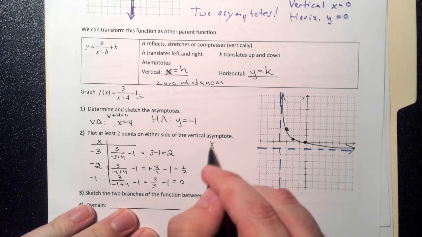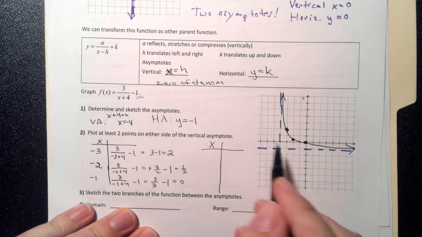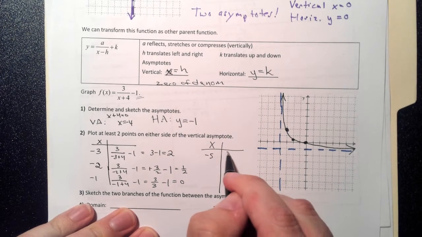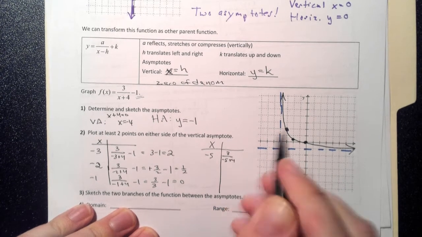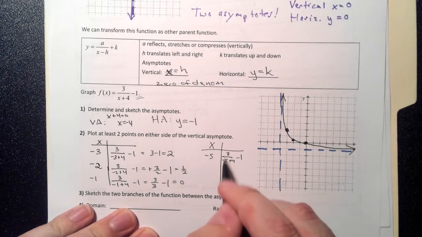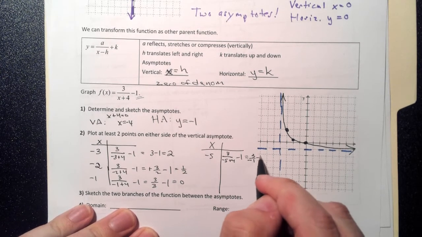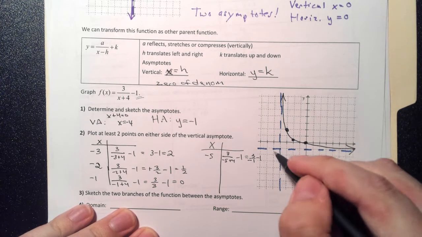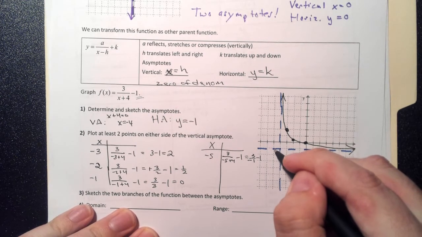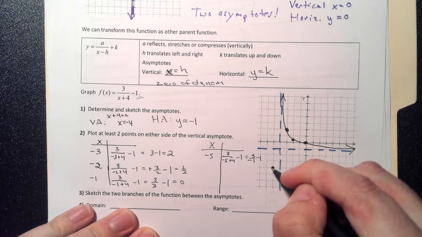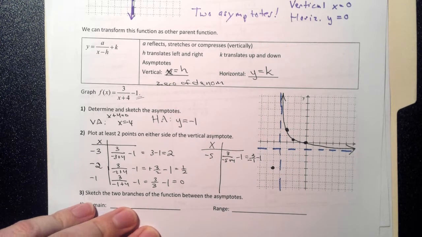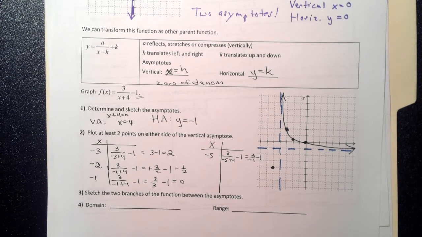Let's go ahead and put in some points down there. If I put in negative 5 for x, I will have 3 over negative 5 plus 4 minus 1, which is 3 over negative 1 minus 1. Negative 3 minus 1, that's negative 4. Of course, I should also mention you can get these points on a calculator if you enter it in properly. You just have to be careful.